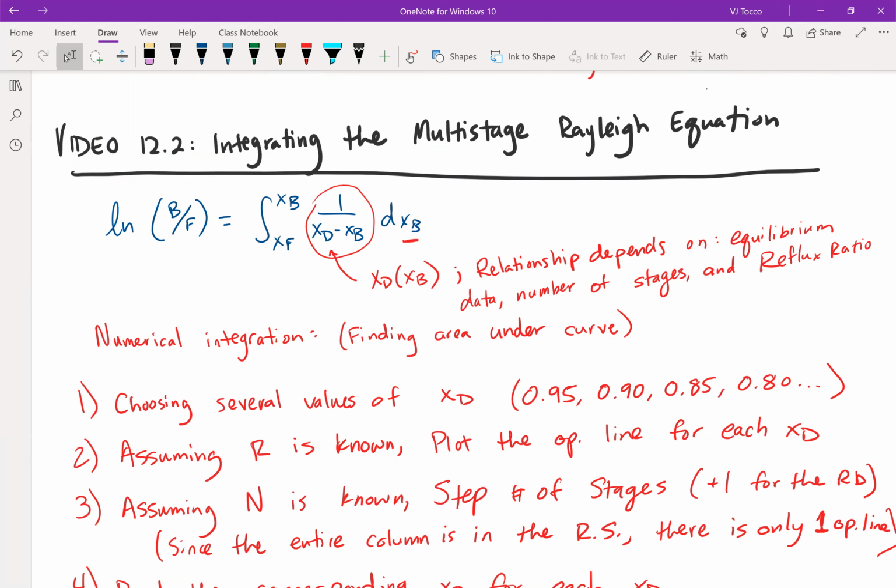And like I said, we'll get to a practice problem next time, and I'll show you how we would actually do this on Excel practically as well.